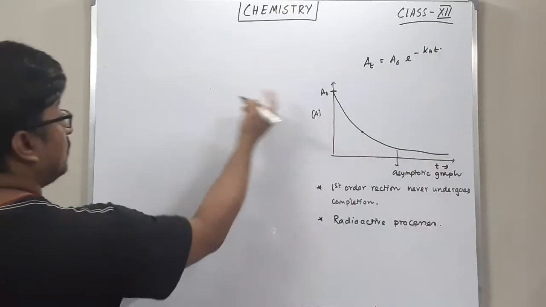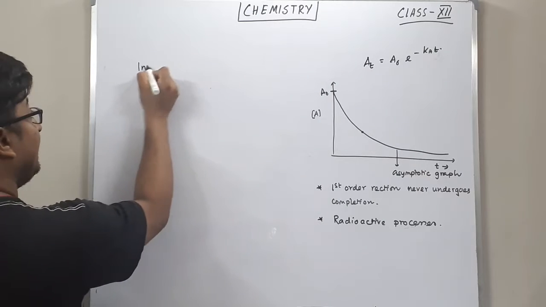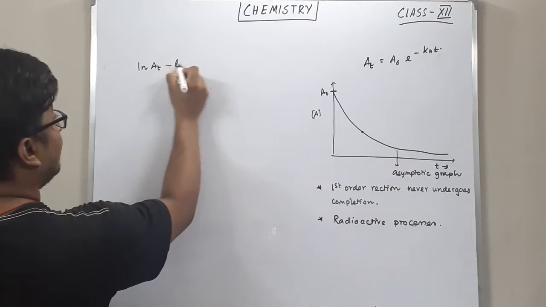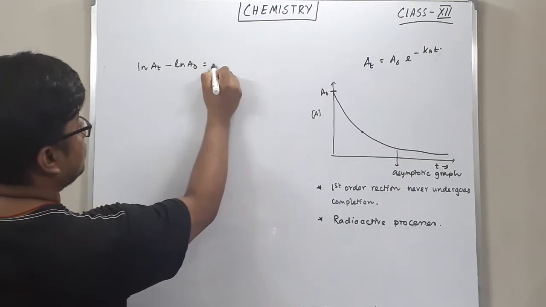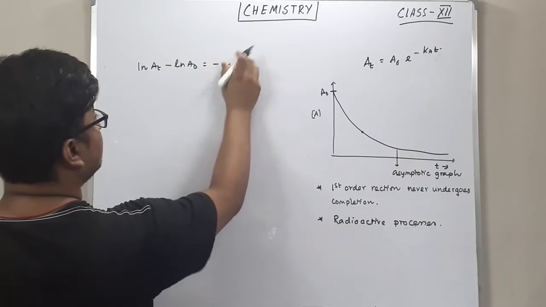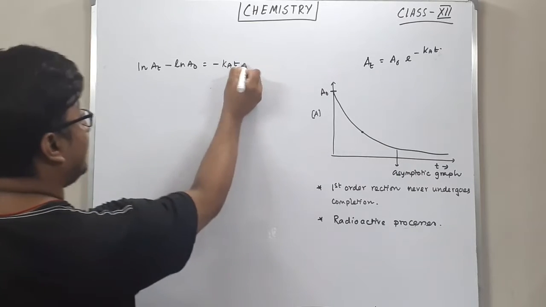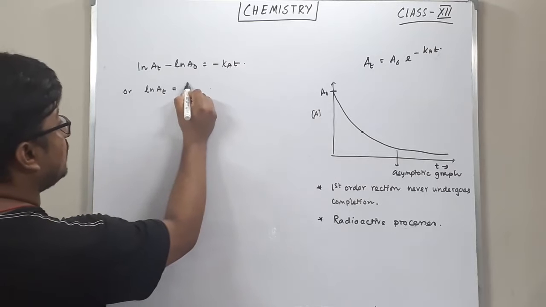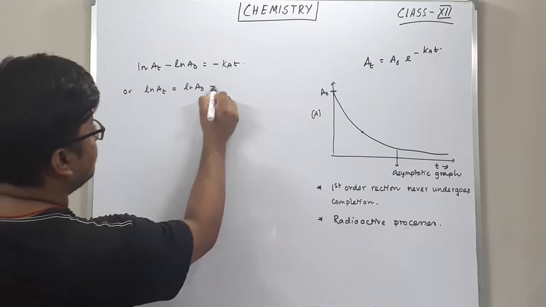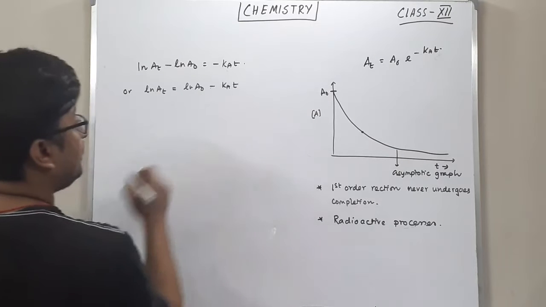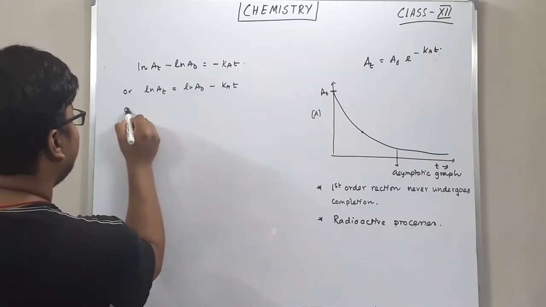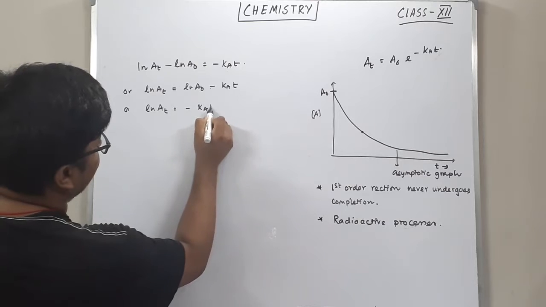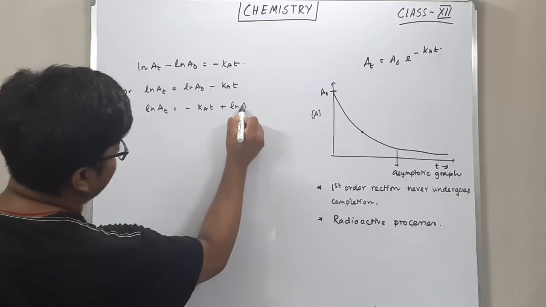Okay. So what was our working formula? ln At minus ln A0 is equal to minus Ka into t. Correct? Or what we can write, ln At is equal to ln A0 minus Ka into t. Now just a little bit of rearrangement: ln At is equal to minus Ka into t plus ln A0.